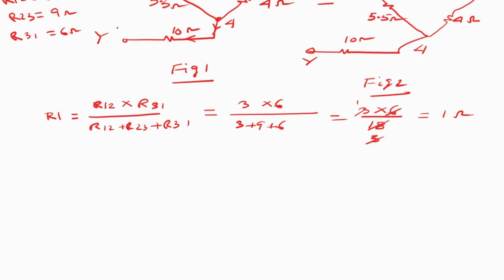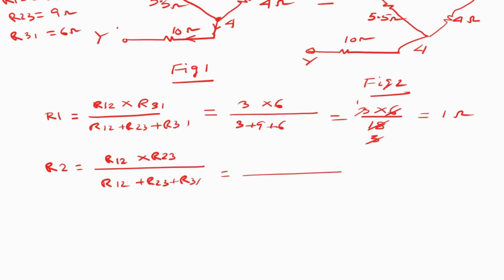So what is the R2 value? Similarly, R2 equals R12 into R23 by R12 plus R23 plus R31. So what is the value here? R12 equals 3 ohms, 3 ohms into 9 by 3 plus 9 plus 6. If you calculate, it equals 1.5 ohms.